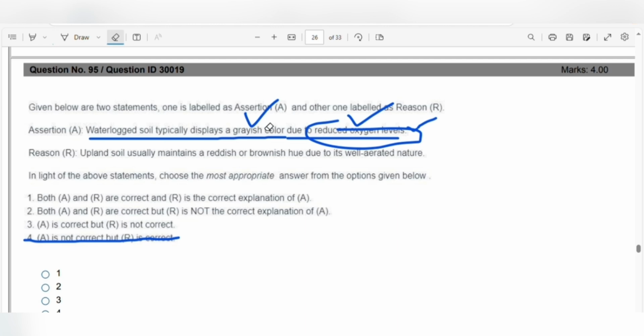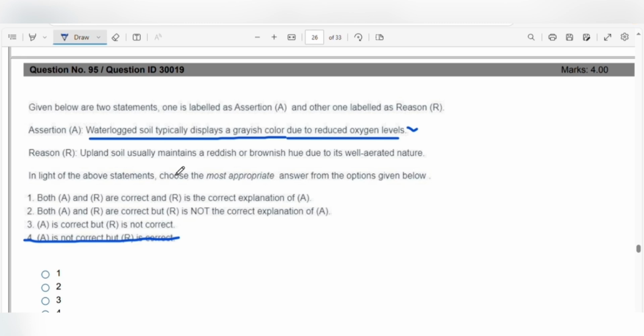Here they have said upland soils usually maintain a reddish or brownish hue due to its well aerated nature. Now this statement is not entirely correct, because we cannot say that for sure. Like, say in case of podzolization, that soil is also upland soil. As you know, it is found in cold and humid, mostly temperate climatic regions.